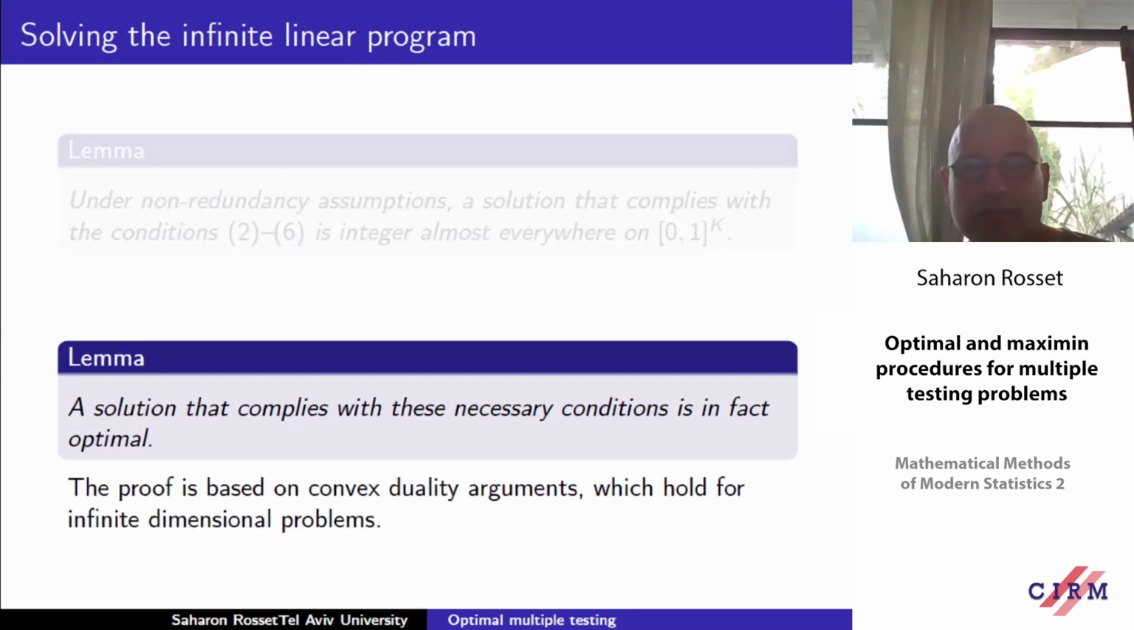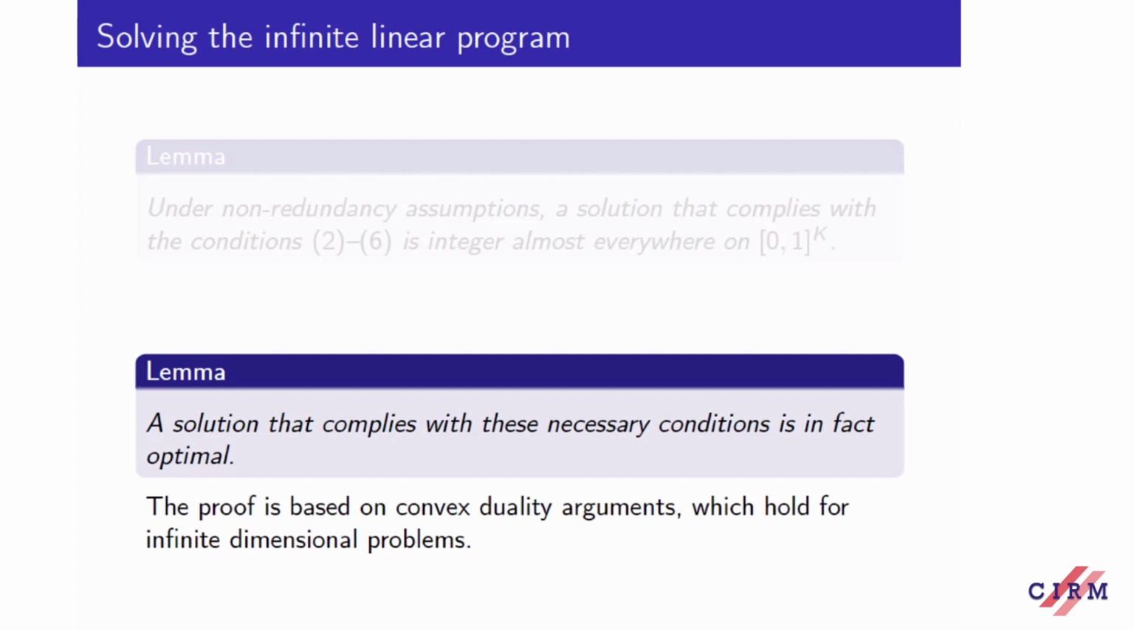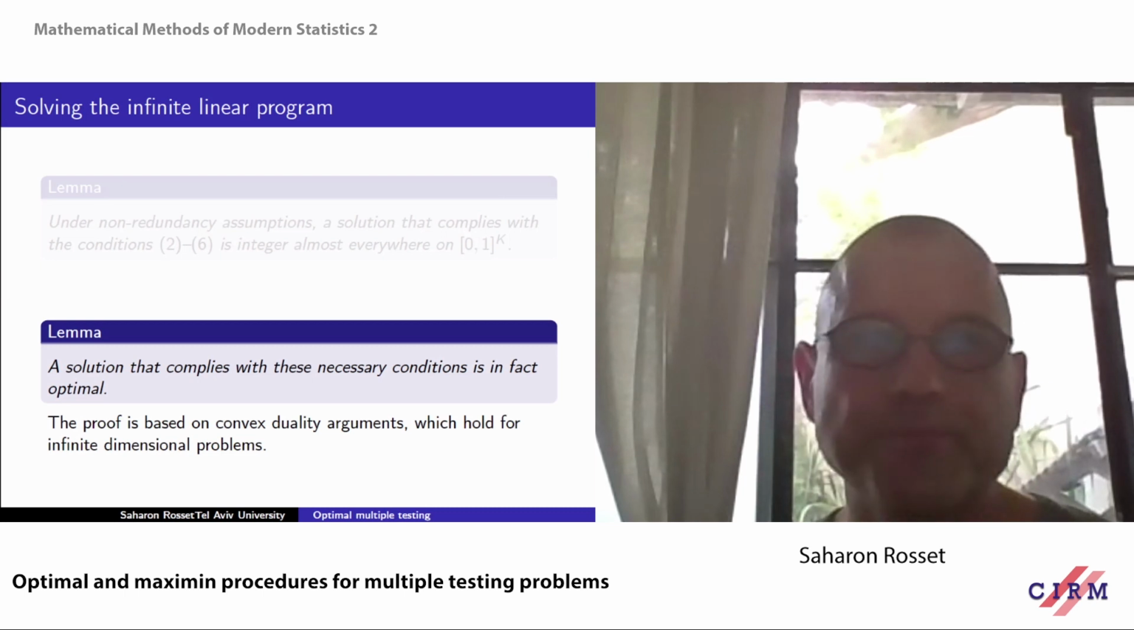The other surprising result is that for this problem, we can prove that these necessary conditions are in fact also sufficient, in the sense that a solution that complies with them is going to be optimal for the problem. It's based on writing down the dual to this problem and proving that a solution of these conditions will have zero duality gap. So in this case, it behaves exactly like KKT conditions, which are necessary and sufficient.